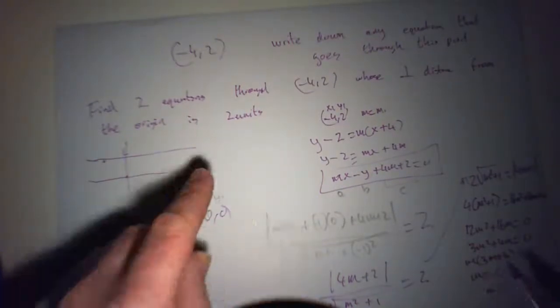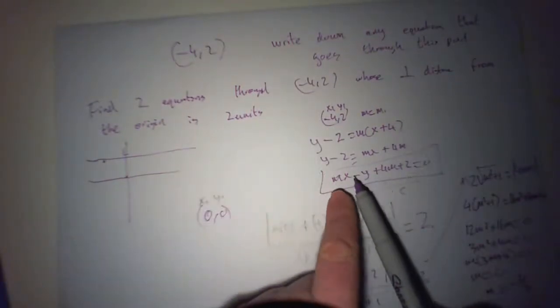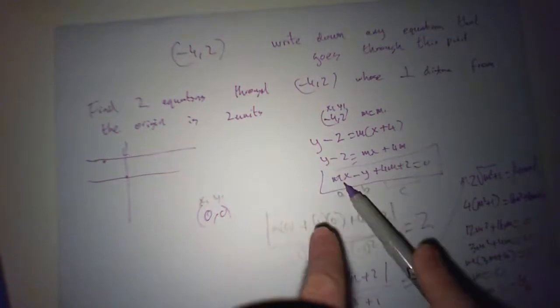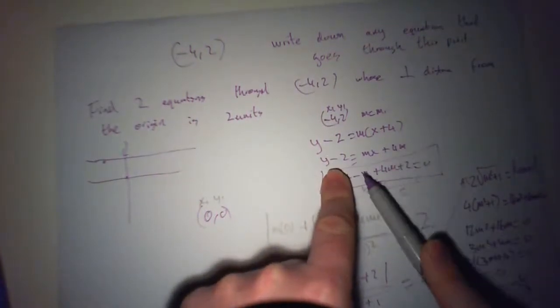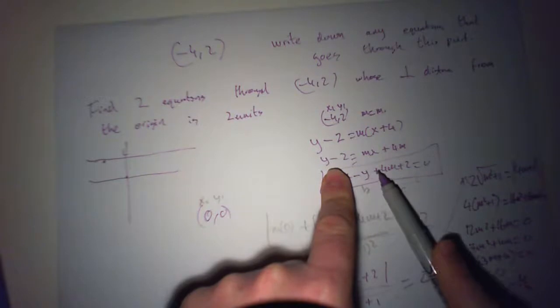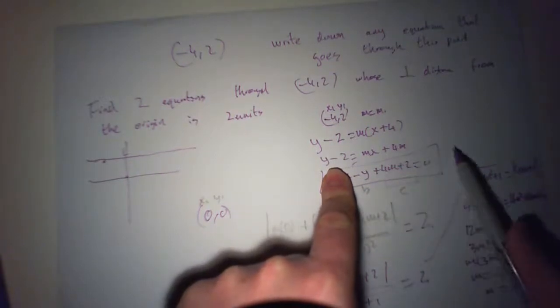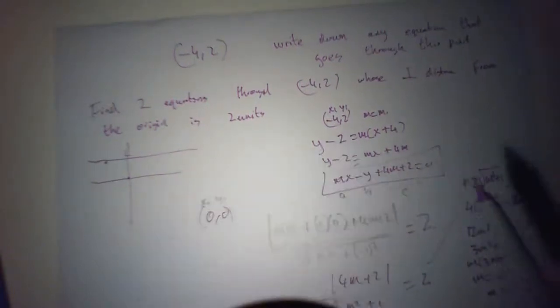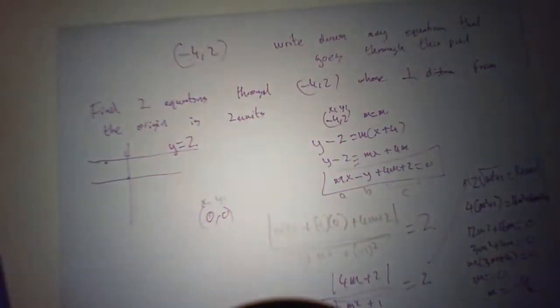So if m is equal to 0, then that becomes 0, that becomes 0, and what have we got? y is equal to 2 is one of them, which is what I guessed at the start.